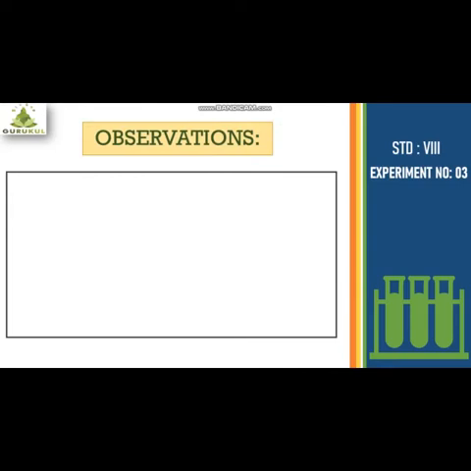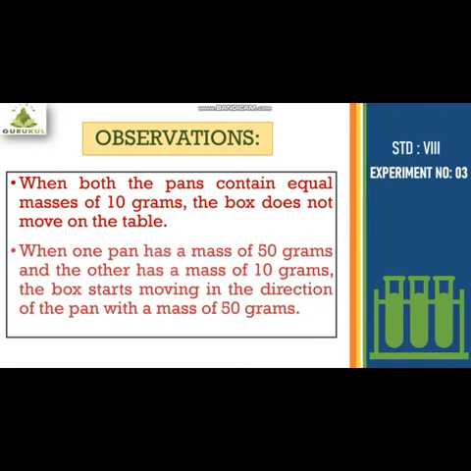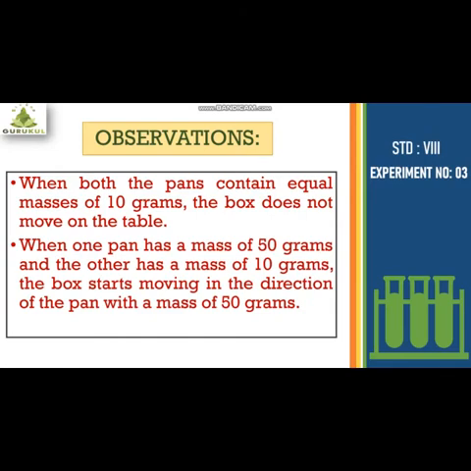Let us understand the observations. First observation, let us see students what happens. When both the pans contain equal masses of 10 grams, what happens? The box does not move on the table. The box which is placed on the table is still. It is not moving.